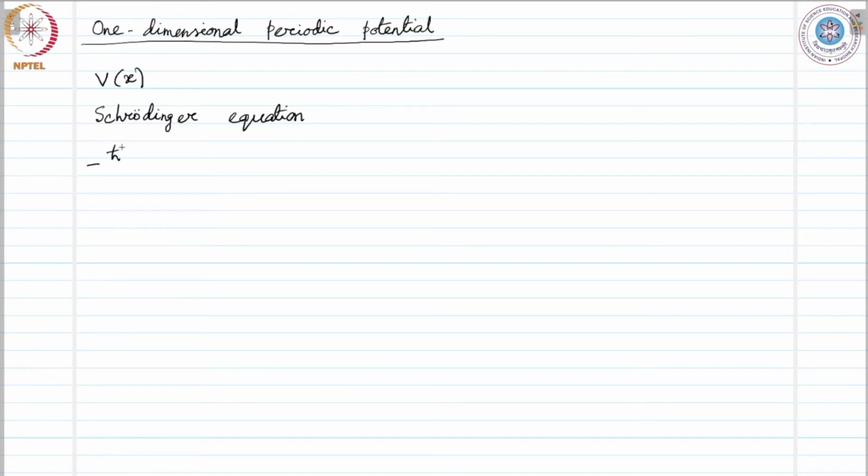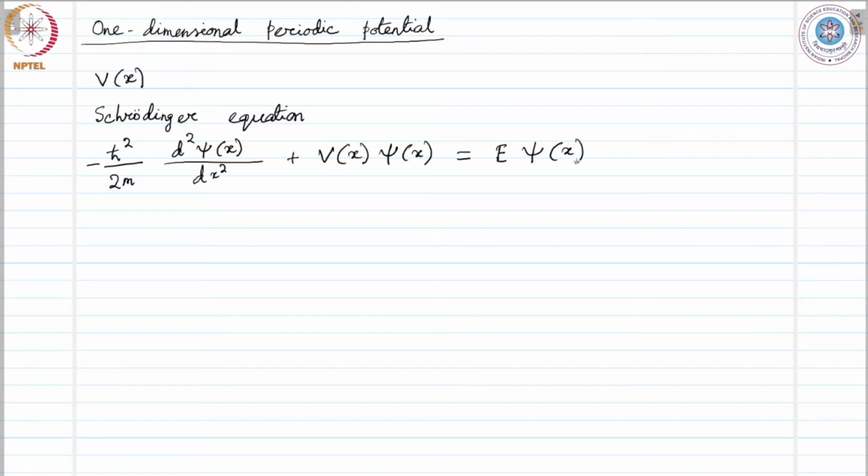minus h cross squared over twice m, d2 psi, which is the wave function of the electron and is a function of x, dx2, plus V(x) psi(x) equals the energy eigenvalue E times psi(x).